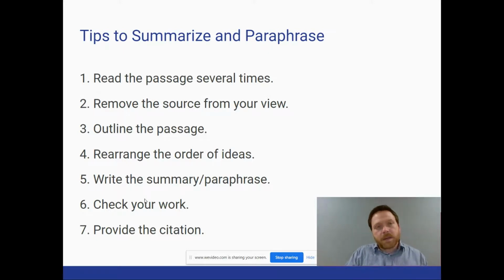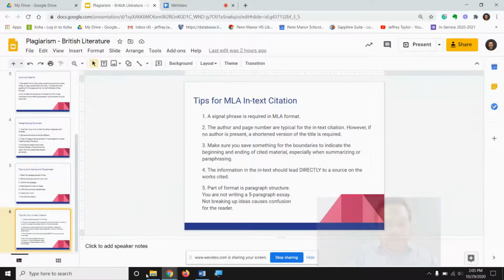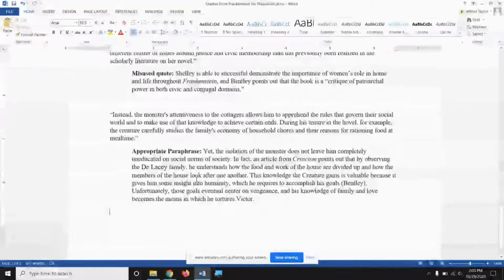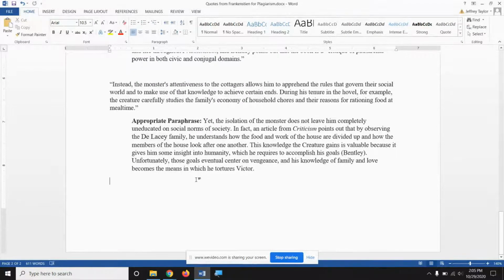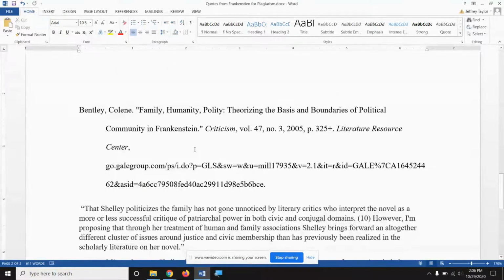Okay, so just a few more items here. Actually, I do want to show you an example before I move on to those last 5. So here's an example of an appropriate paraphrase rather than show you one that was not done well. Here is a quote, and then again, this is from the same article that I had previously mentioned.